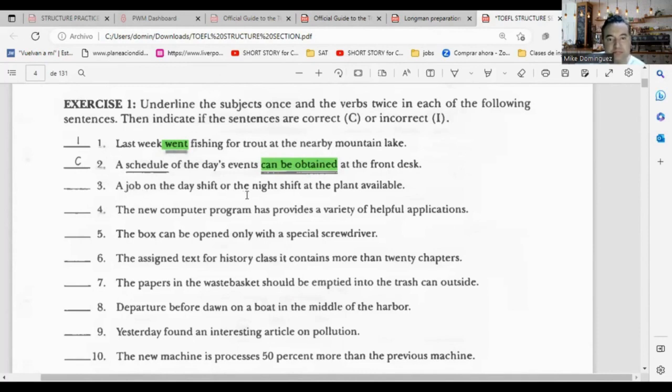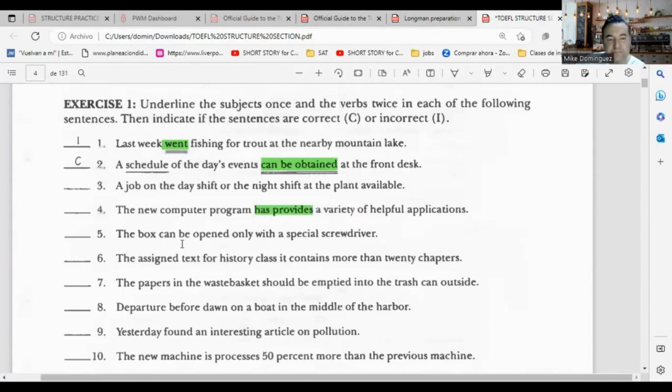"A job on the day shift, night at the plant." There's no verb. Okay, number 4. "The new computer provide," with the complementary part: "provides." Okay. Number 5.